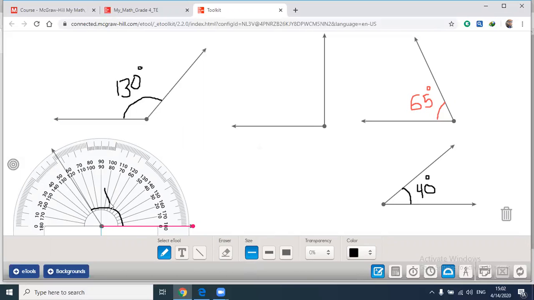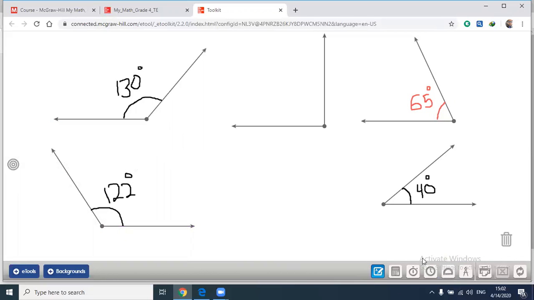122 degrees, as we see. The last one here, I have it.